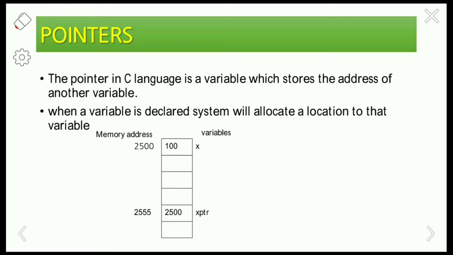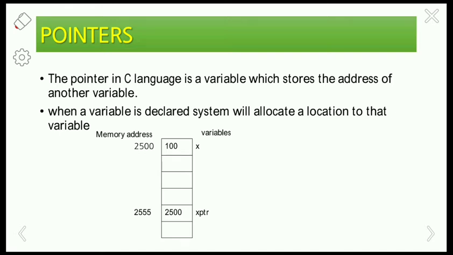Normally a variable stores data, but a pointer in the C language is also one kind of variable that stores the address of another variable. It is not going to store any value, but it is going to store the address of another variable. So pointer is a derived data type. In the data types we have the derived data types: pointers, arrays, and functions. Similarly, pointer is a derived data type.